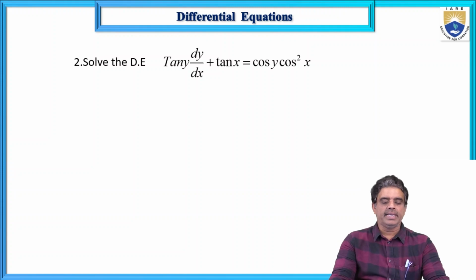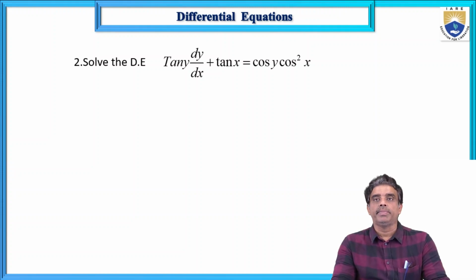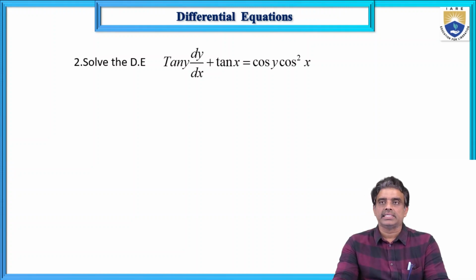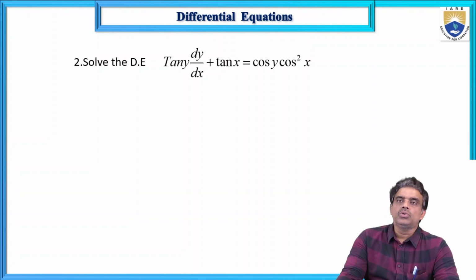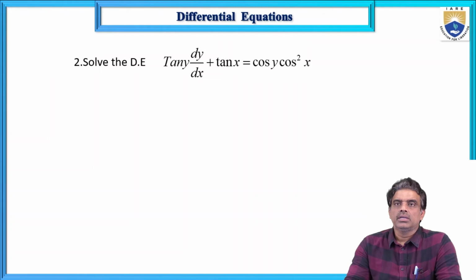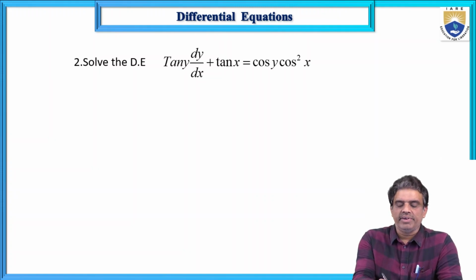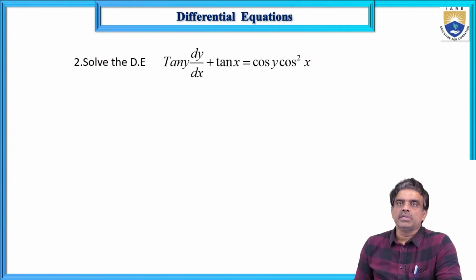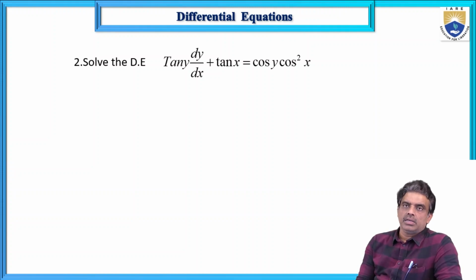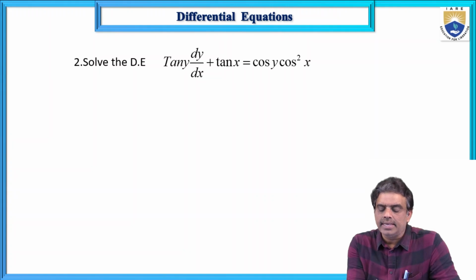Solve tan y dy by dx plus tan x is equal to cos y into cos square x. So this also can be solved by using Bernoulli's equation. So clearly it is the term dy by dx. So we can convert it into a linear equation in terms of y or another variable. So how can I write here?